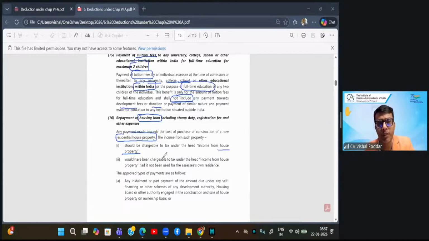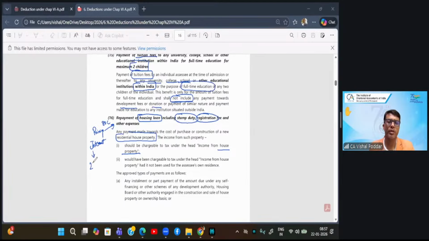Now, for such a residential house, whatever is the principal portion out of your housing loan repayment, that principal portion is covered over here. This portion obviously will cover the cost of the house, the stamp duty, registration fee, all these are generally merged in that. So the principal portion is allowed. Now for the interest portion. So firstly, principal is covered here. Here means 80C.